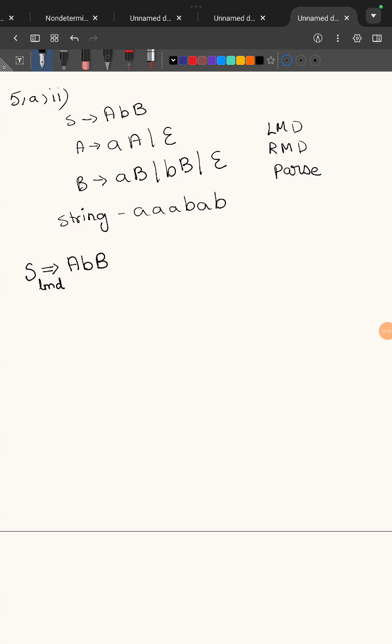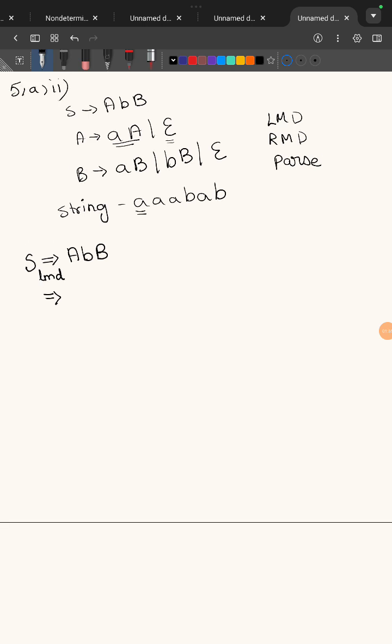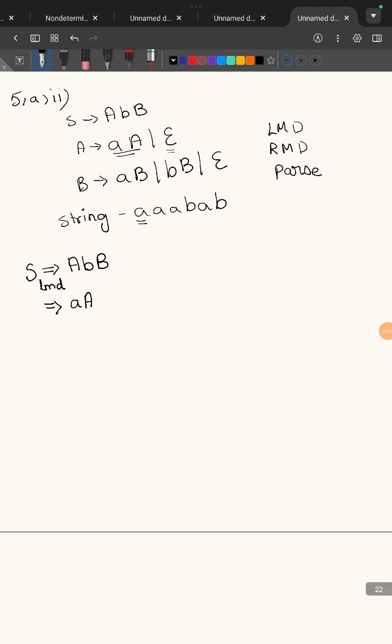we have to substitute for A. What is A deriving? A can derive either small a, capital A, or it is deriving epsilon. So what we want here is a, right? So we will use the first rule, that is, instead of capital A I will write small a and capital A. That is the rule of A. Whatever A is deriving, we will replace it. Now the rest of the part, B and B, remains the same.